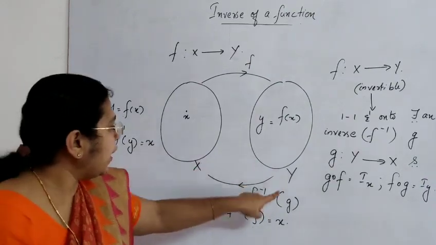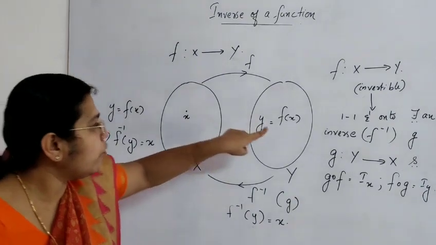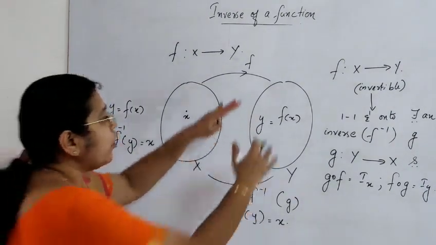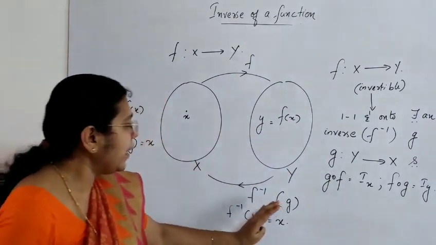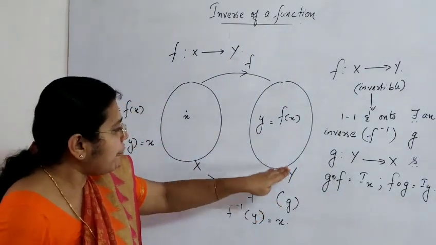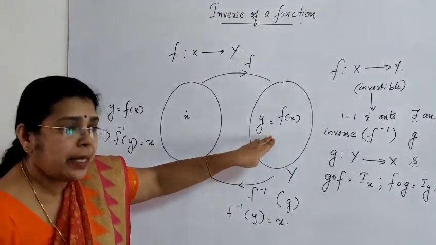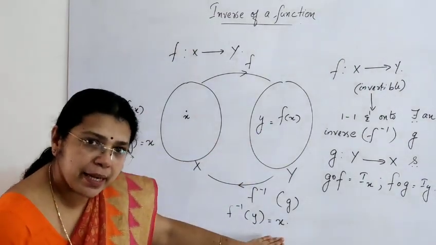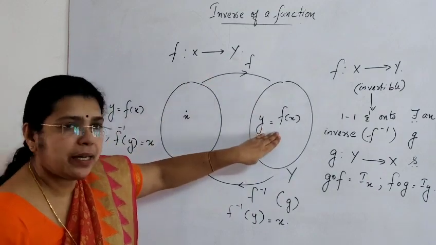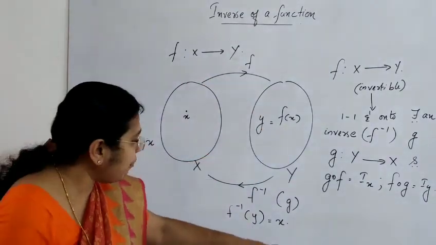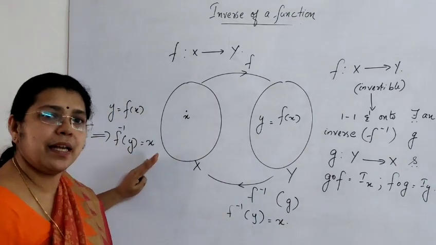Okay, so Y to X. Y has the element small y, y equal to f of x. All the elements inside the set Y are y elements. So f inverse happens from here to this side. f inverse of y gives you x. So from here to here it is invertible. Then the inverse is f inverse of y equals x.